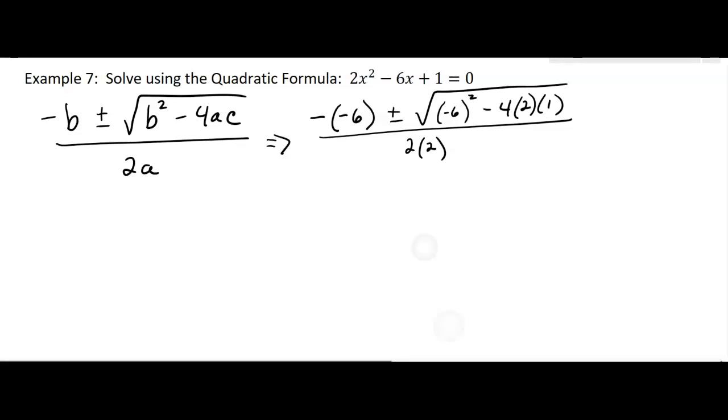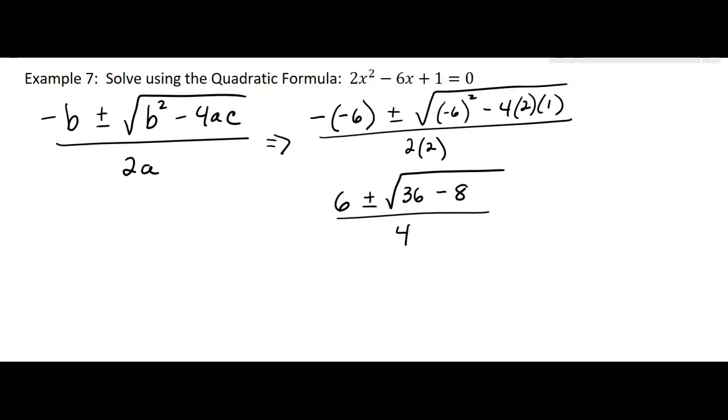And then we're going to start simplifying. So the opposite of -6 is just 6, plus or minus the square root of, that's 36 minus 8, right? So if I square -6, I get 36, and then 4 times 2 times 1 is 8, but it was subtracting. And then 2 times 2 is 4.